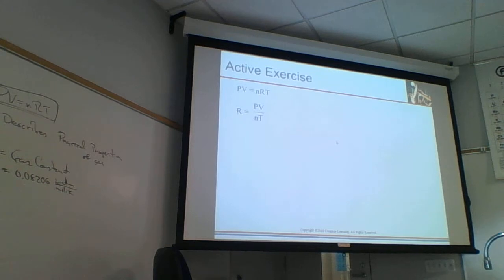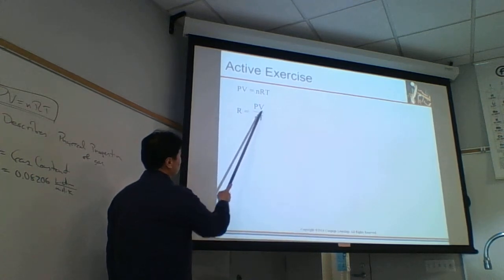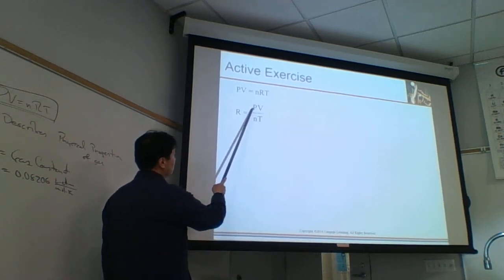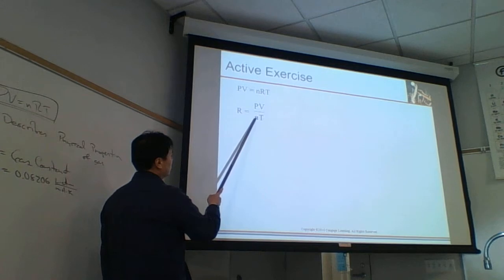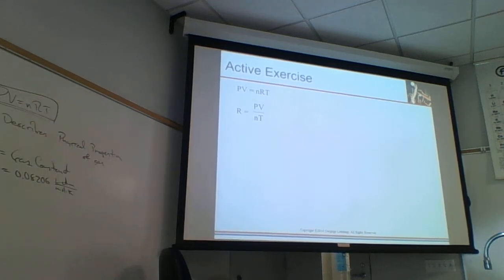And so here they're just saying, okay, we'll just rearrange this equation in terms of R. Here, R is equal to PV over NT. Then just plug in the pressure, the volume, the moles, and the temperature. The tricky thing is to make sure all the units cancel. If the units don't cancel, we have to do some unit conversions.